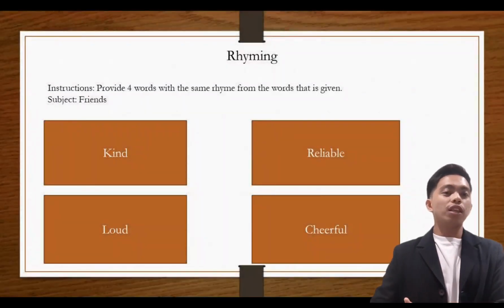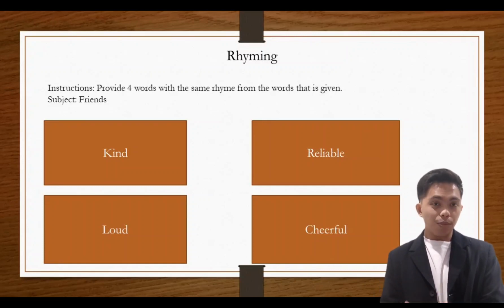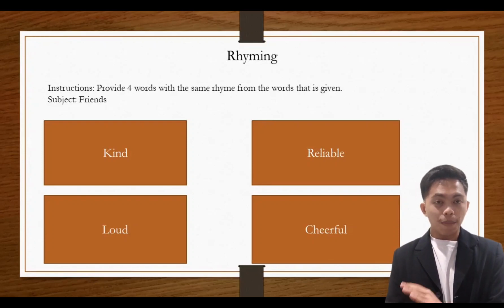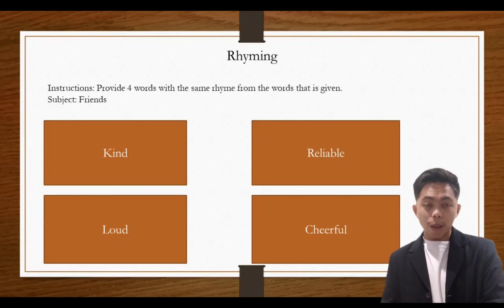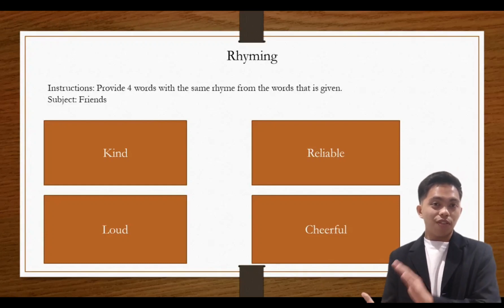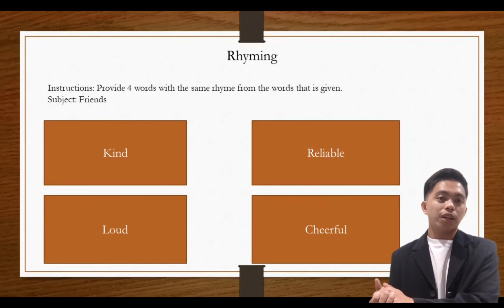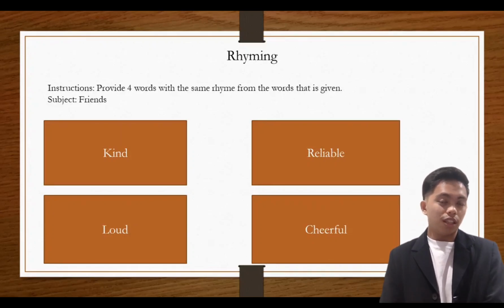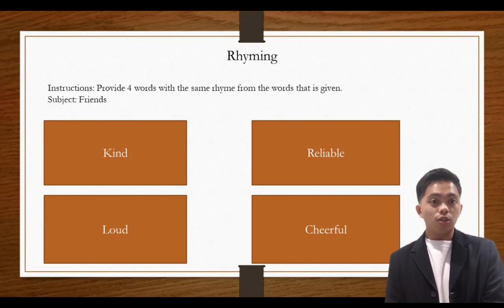Okay class, the last activity that I will give you is called rhyming. I want you to provide four words that have the same rhyme as the words that I have given. The subject of this activity is friends. The four words that I have given are the personalities and characteristics of my friends. The words you provide don't need to be related to the subject of this activity. All you have to do is provide words that have the same rhyme as the words that I have given. Good luck and do your best.